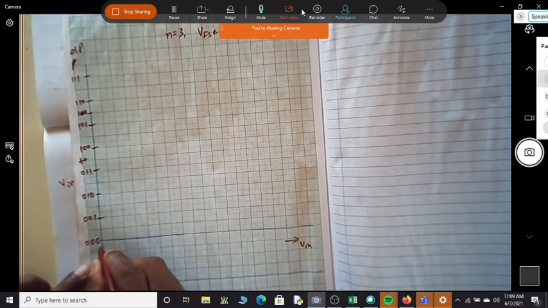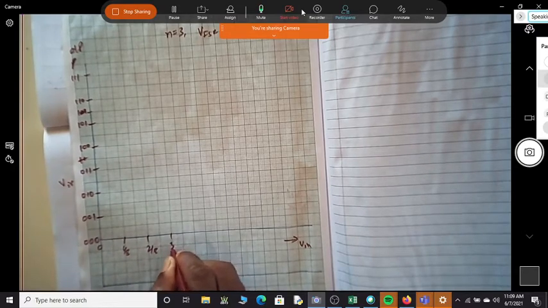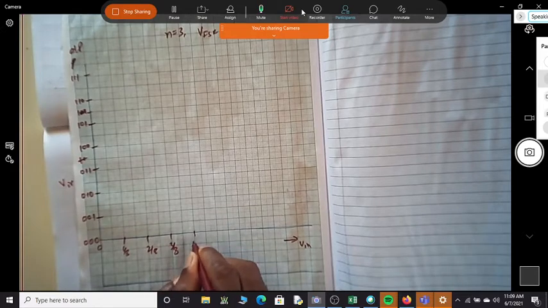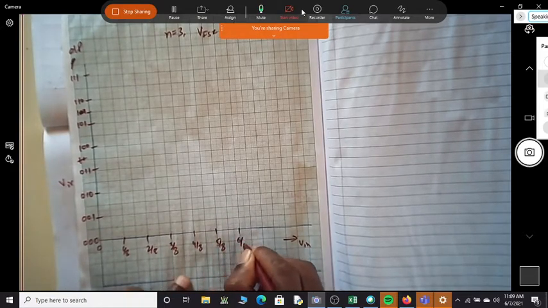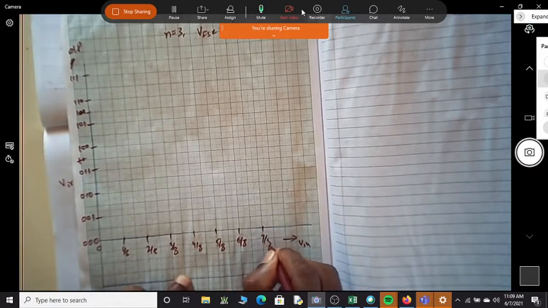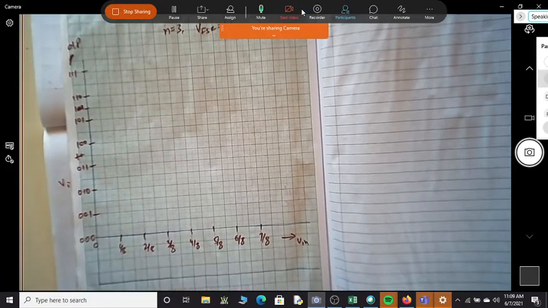Now we have the input voltages starting from 0, then 1 LSB, that is 1 by 8 volt, 2 by 8 which is 0.25 volts, 3 by 8 volts, 4 by 8 volts, 5 by 8, 6 by 8, 7 by 8. This is the maximum voltage you can think of.